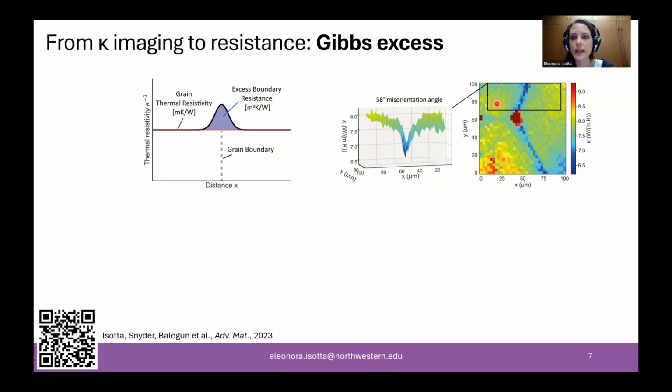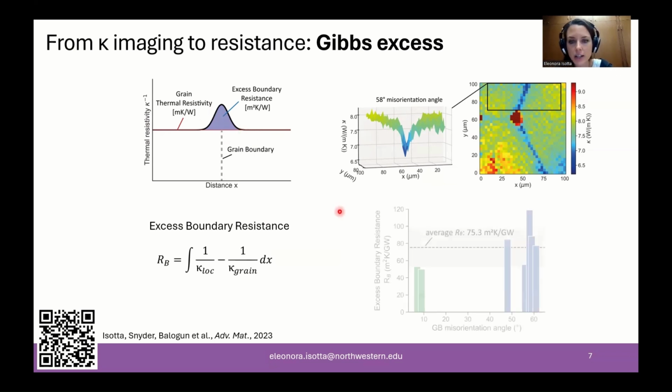In short, if we take a cross-section of a thermal conductivity image, we would expect the thermal resistivity to be constant in the grain, locally increasing at the boundary, and then constant again. So we take our excess boundary resistance as the integral of the excess resistivity, basically the local value minus the constant value in the grain. So this blue area over here is whatever is in excess compared to what is expected in the grain.